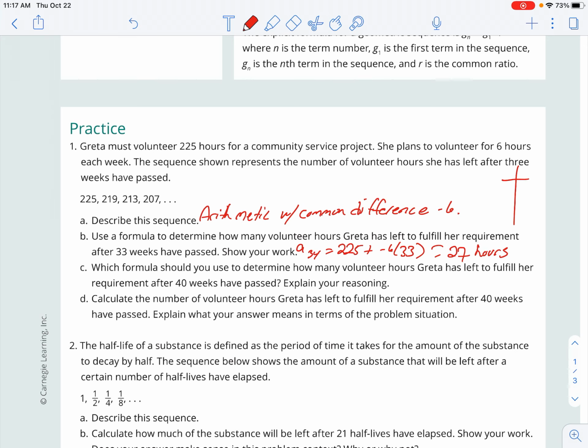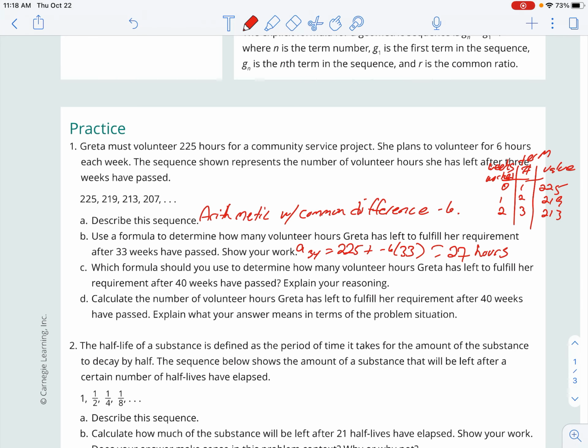What that looks like in our tables that we've been doing, that 225 is my first term of the sequence when we've worked 0 weeks. This is the weeks worked. And this is the term number, and this is my term value. So then it's going to decrease by 6 each time. So as we keep working weeks here, this is where that 219 comes in. Then the second week, we're down another 6 to 213, but that represents the third term.